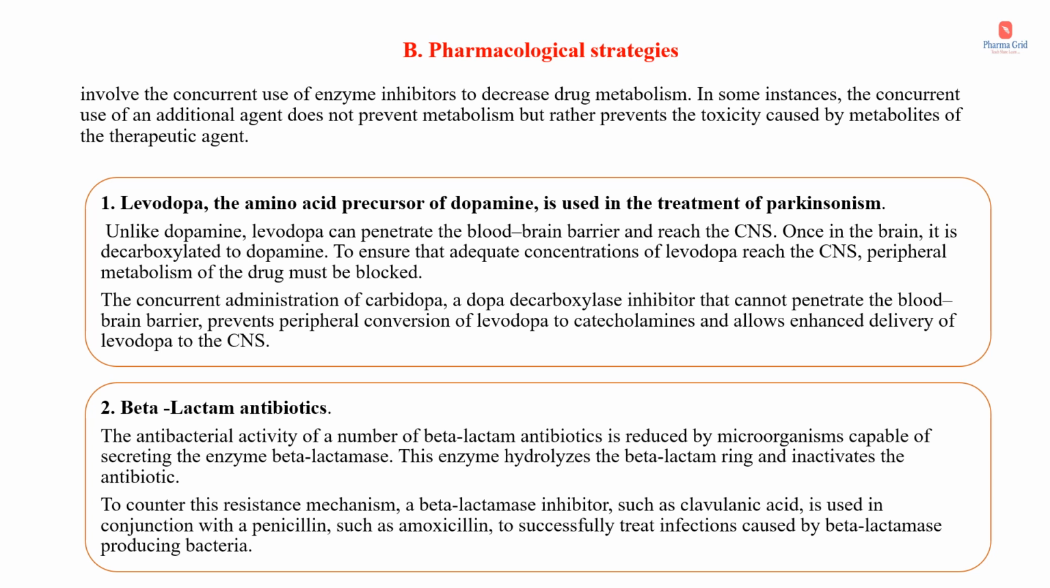Next example is beta-lactam antibiotics. The antibacterial activity of a number of beta-lactam antibiotics is reduced by microorganisms capable of secreting the enzyme beta-lactamase. This enzyme hydrolyzes the beta-lactam ring and inactivates the antibiotic. So to counter this resistance mechanism, a beta-lactamase inhibitor such as clavulanic acid or sulbactam is used in conjunction with a penicillin such as amoxicillin to successfully treat infections caused by beta-lactamase producing bacteria.